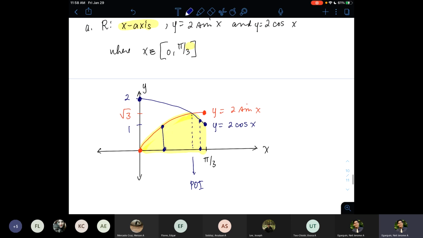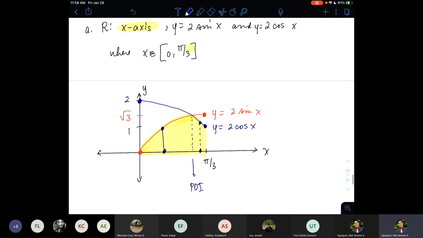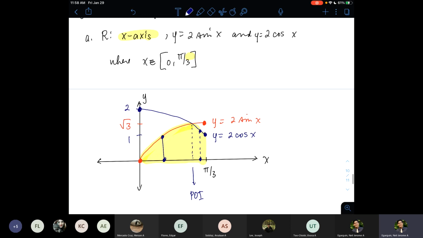Well, that was the first thing that came to my mind, Harrison, because that is the typical question. But I have this restriction that the graph is bounded by the x-axis. That's the one that bothers me. So that means the x-axis, which is over here, should be involved in the bounding of the region.